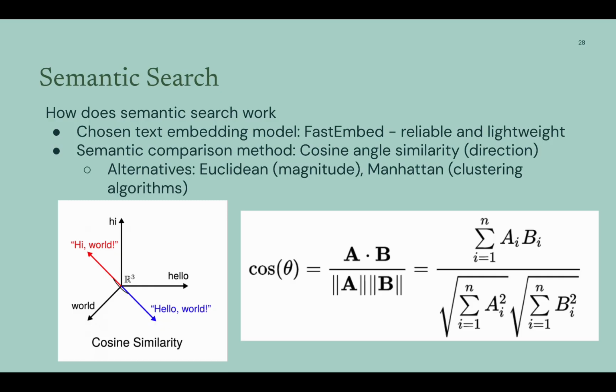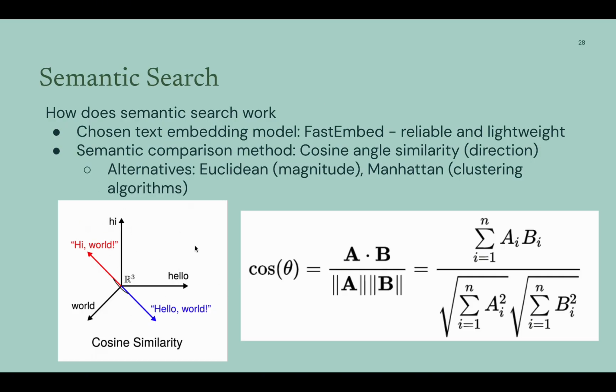We have Euclidean, which is a magnitude-based similarity function. This allows you to basically see if certain keywords are showing up a lot, but this is better for low dimension similarity. Next, we have Manhattan. This is useful for clustering algorithms.